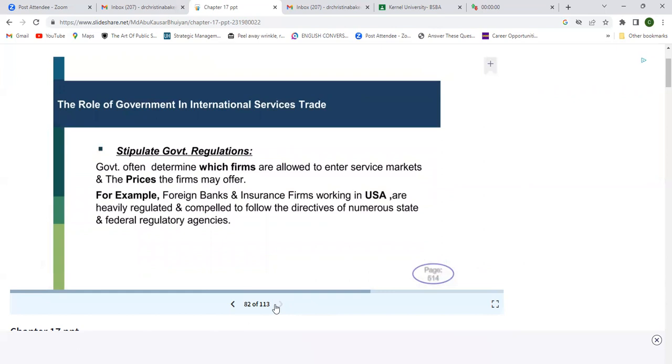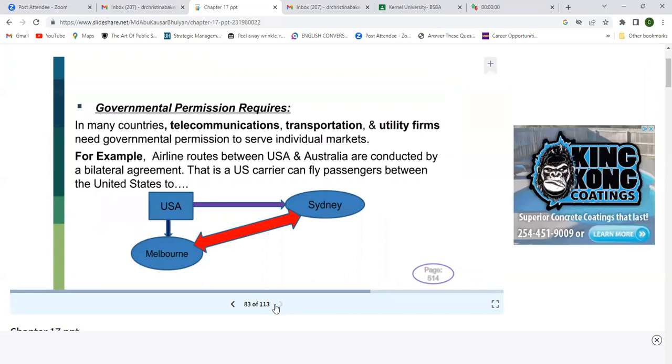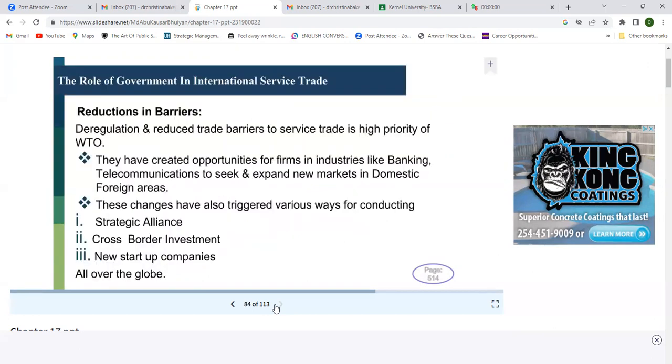Government regulations. Governments often determine which firms are allowed to enter service markets, and the prices firms may offer. For example, foreign banks and insurance firms working in the U.S. are heavily regulated, compelled to follow the directives of numerous state and federal regulators. Government permission: in many countries, telecommunications, transport, and utility firms need government permission to serve individual markets. For example, airline routes in the U.S. industry are conducted bilaterally, so a U.S. carrier can fly passengers from the United States to Melbourne and Sydney.